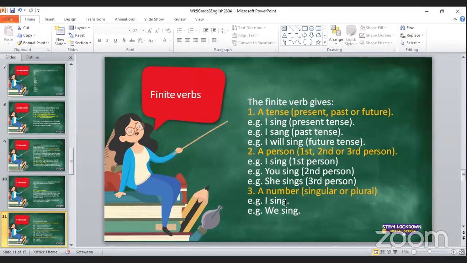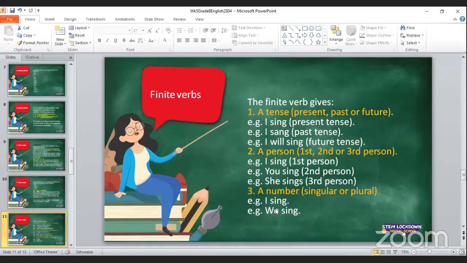So "I sing" is singular. Why? Because of the pronoun "I," which is a singular pronoun. Then "we sing" is plural because of the word "we," which is a plural pronoun. Right? Okay, it seems I have a question there.